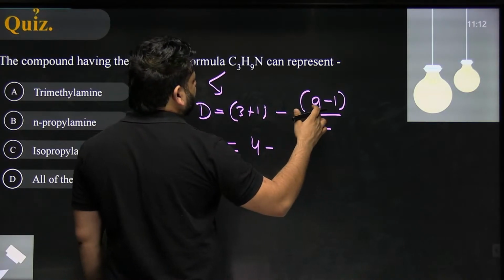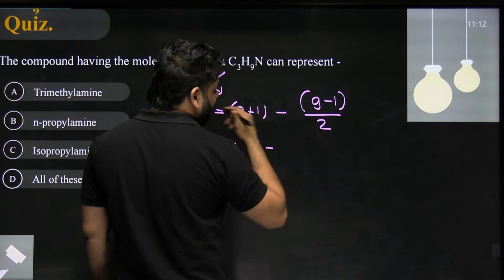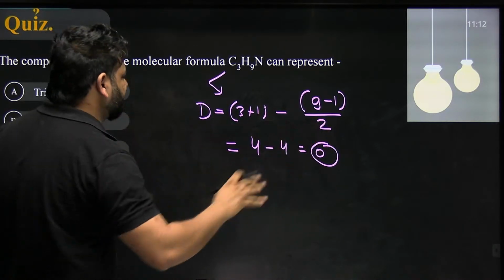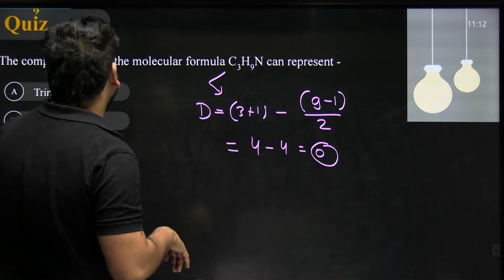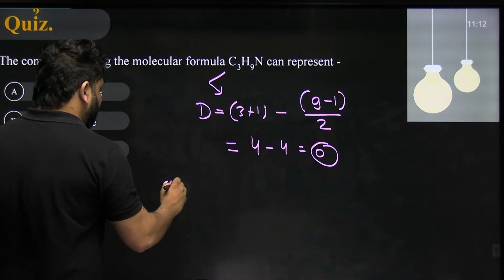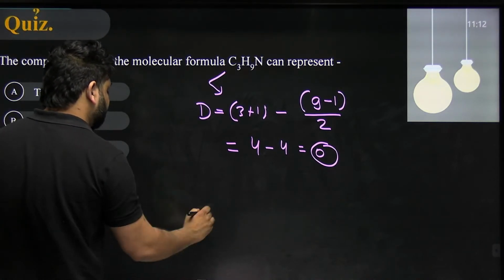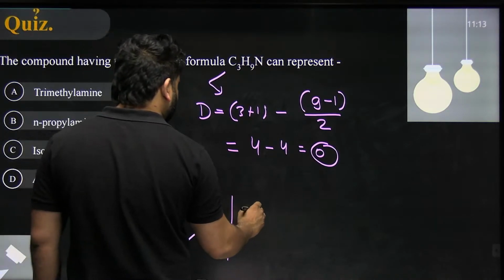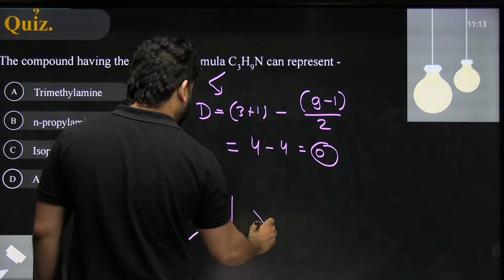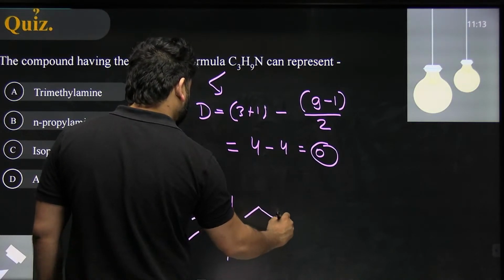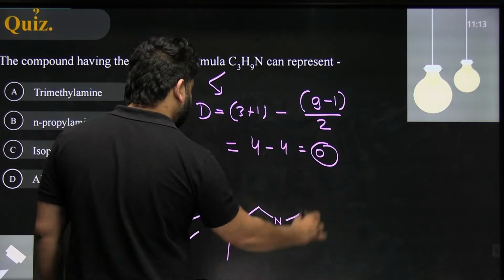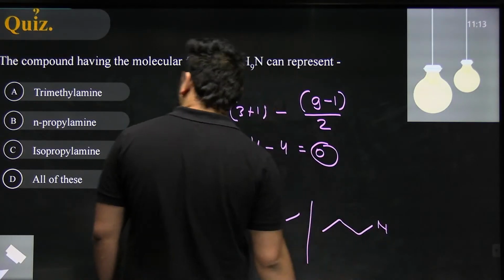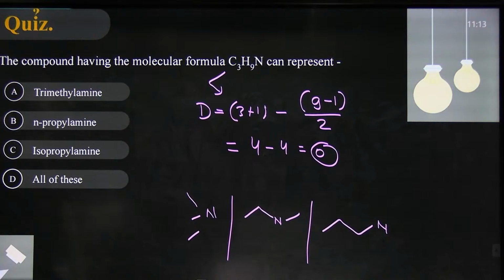So how much is the degree here? 0. That means no double bond is there, no unsaturation is there. It's a simple linear chain. And you can make a trimethylamine like this: CH3, CH3, CH3, and then N. It can also form a 2 degree amine over here, see 1, 2, and this is also 2 degree. This can also give you a primary amine like this: 1, 2, 3. So I guess all of them can be the correct one.